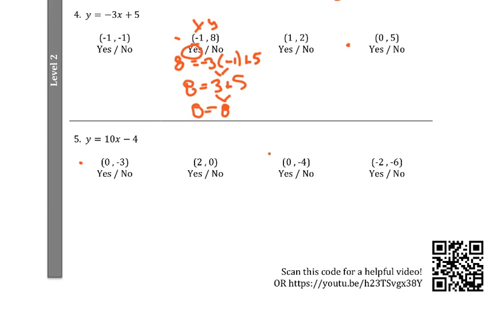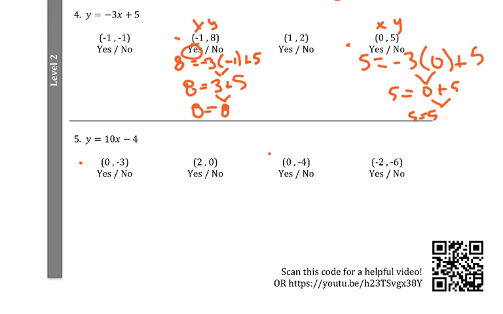Okay, so let's see. We've got our x and our y. So 5, negative 3 times 0 plus 5. Negative 3 times 0 is 0. And 0 plus 5 does equal 5. So we did get the same thing. This is one of the ordered pairs that works in that equation. So that one is one of the solutions.